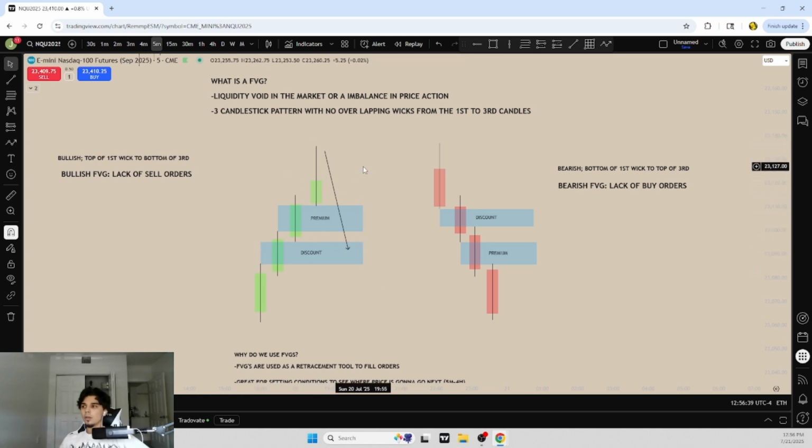So what can our reactions be? How do we know if it's a valid setup to enter? Well, either a CISD, a break of structure, which is also a market structure shift, or an inversion, right? Because if we're trending down, right, on the 1-minute, say these are 5/15-minute fair value gaps.